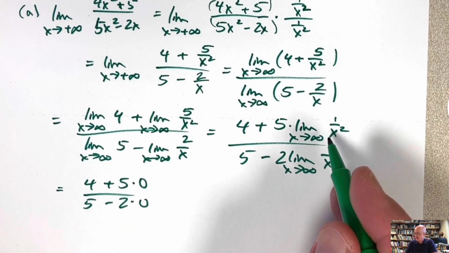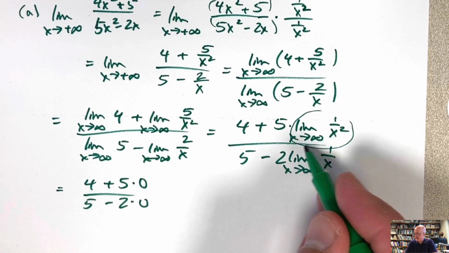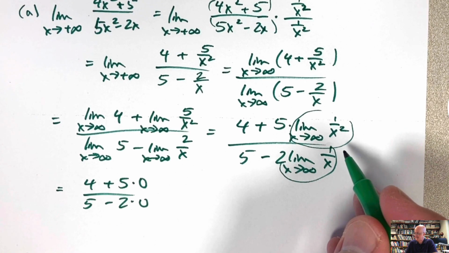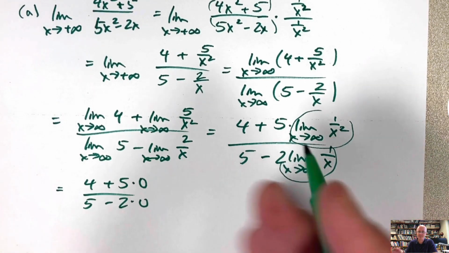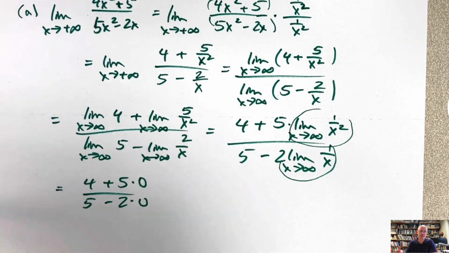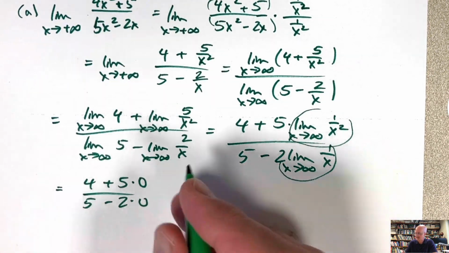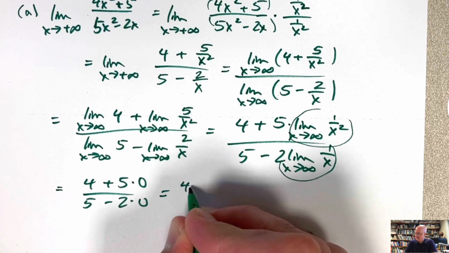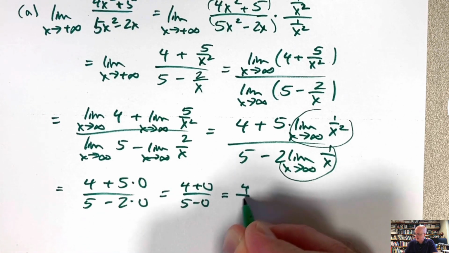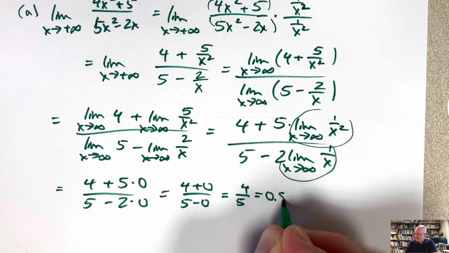Technically speaking, you could also argue that these limits being 0 need proof. We're not proving them. It should make intuitive sense that as x goes to infinity, as x gets bigger and bigger without bound, 1 over x squared and 1 over x both approach 0. They get as close to 0 as you like. But, okay, we won't go overboard there. The final answer is 4/5, 0.8.